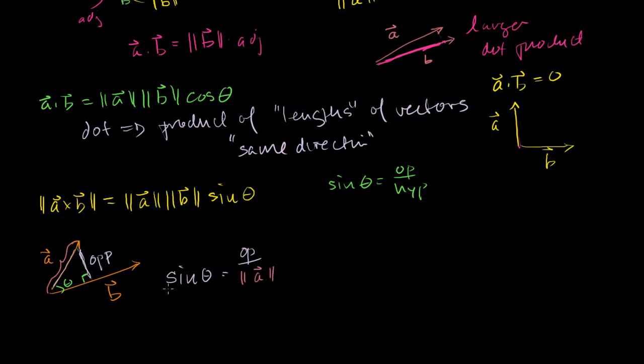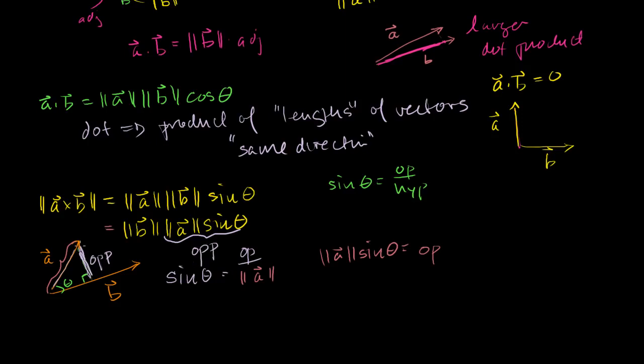So if I multiply both sides of this by the length of vector A, I get the length of vector A times the sine of theta is equal to the opposite side. So if we rearrange this a little bit, I can rewrite this, I'm just going to swap them. I had to do it with the dot product as well. This is equal to the length of vector B times the length of vector A, sine of theta. Well, this thing is just the opposite side, as I've defined it right here. So this right here is just the opposite side, this side right there.